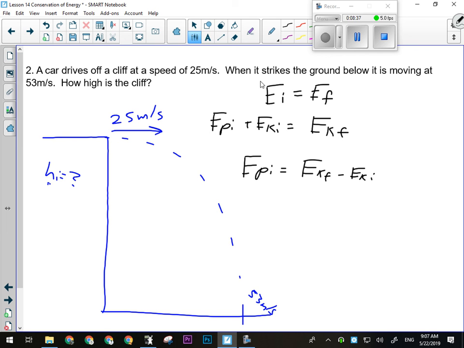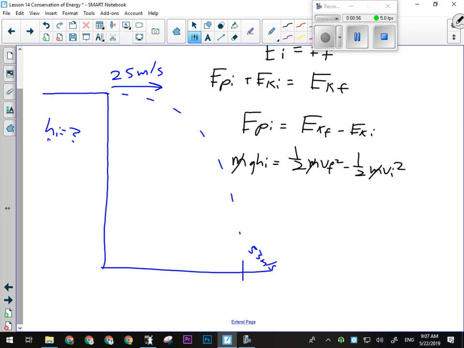Okay, so we have m times g times h initial equals 1/2 m v final squared minus 1/2 m v initial squared. Again, the mass of the car isn't going to matter here because the final speed of the car is independent of its mass. Okay, so we are looking for h initial. What do I have to move in order to get h initial by itself? G. So I just divide both sides by g, and I've got h initial by itself.